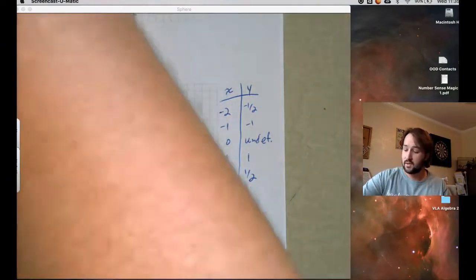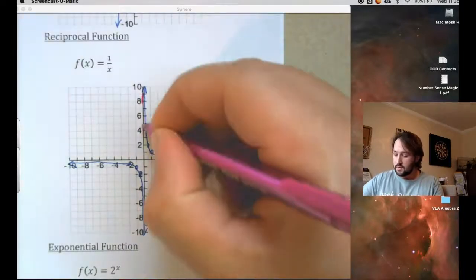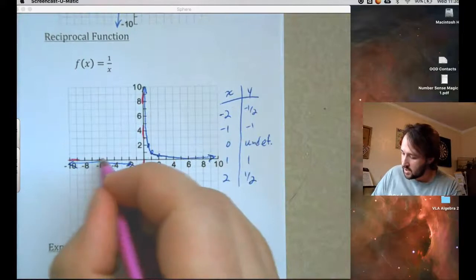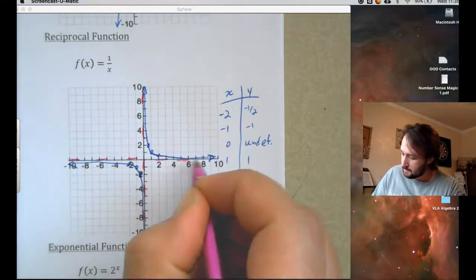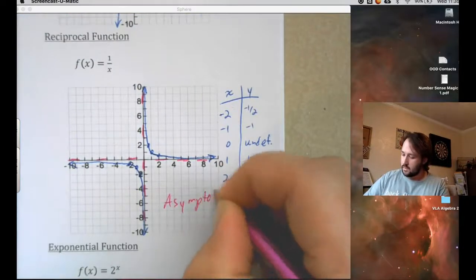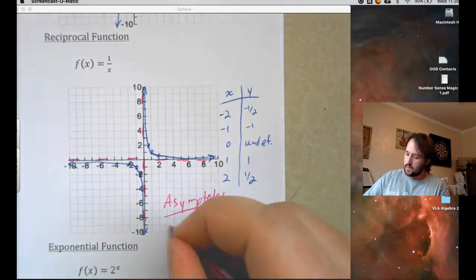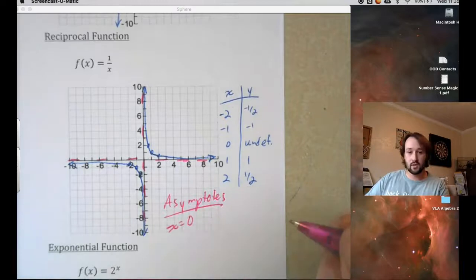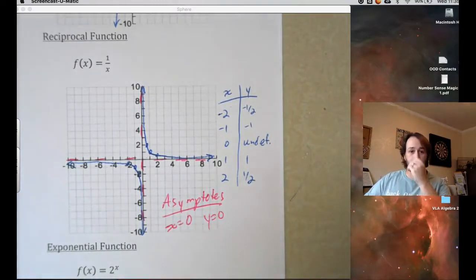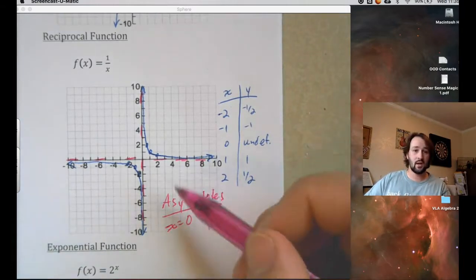We also have something called asymptotes right here. So if they ask you, these are called asymptotes. There's one at x equals 0, which is the one going straight up and down. There's also one at y equals 0, which is going straight left and right. We're going to get a whole unit later on about these functions in particular and how we move them around as well.